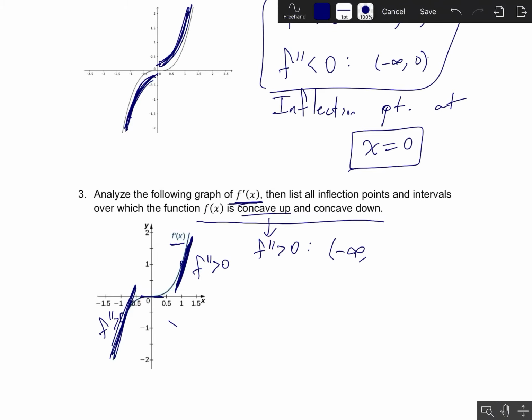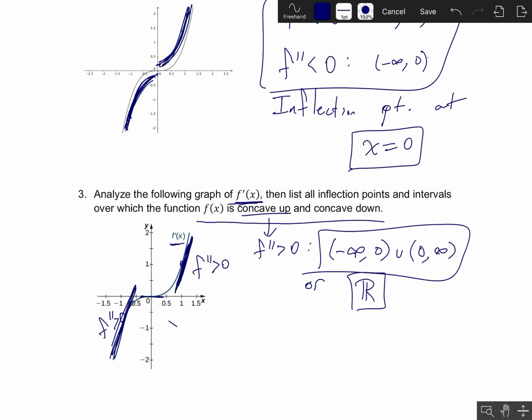But I would accept either the answer that f double prime is positive on this region in the domain, so everywhere except for 0, or I would be okay with just saying that it's concave up everywhere. Because the only exception is at this origin point, you might have a slope of 0. It's a little bit hard to tell from the graph, especially now that I've doodled all over it.